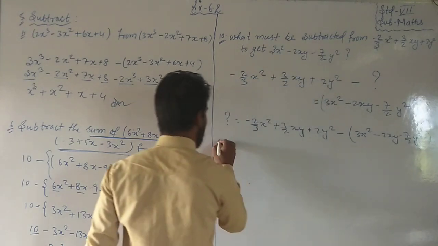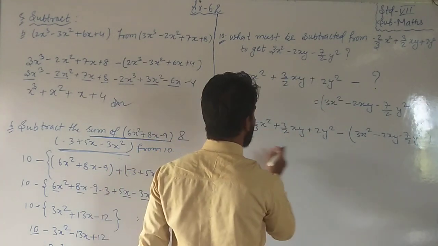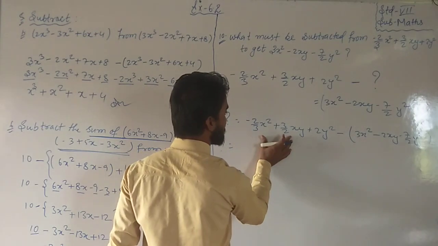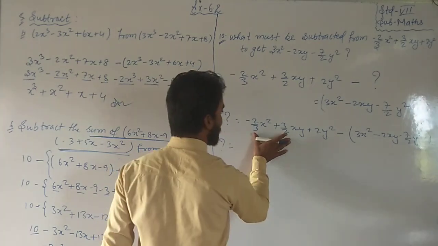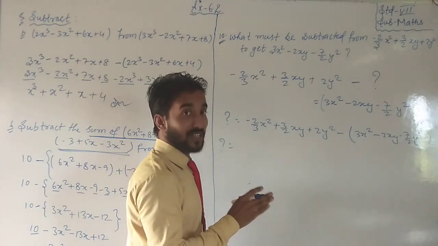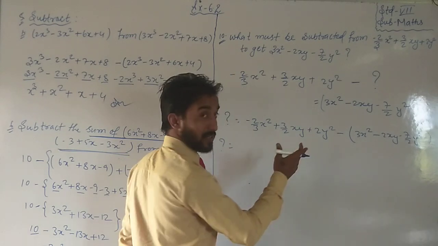Say students, the question mark again: minus 3 by 3, plus 3 by 2, plus 12. So students, we can observe that a few terms are given as rational numbers. So as rational numbers, what will we do? We will find out the LCM.